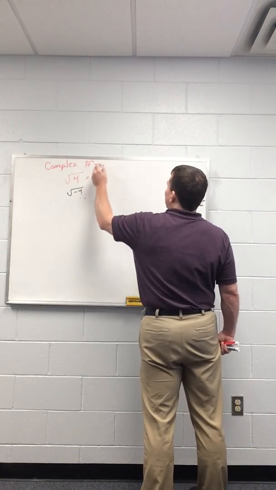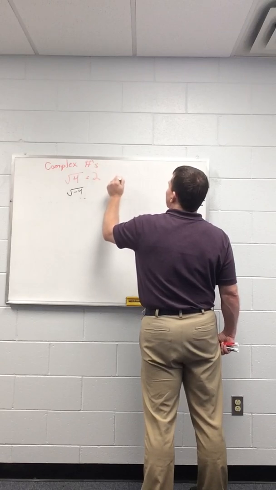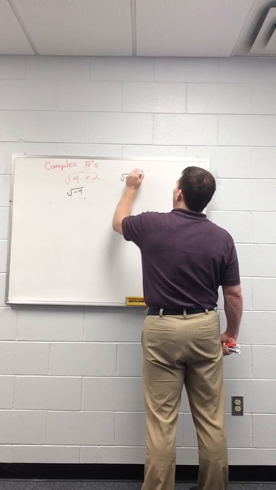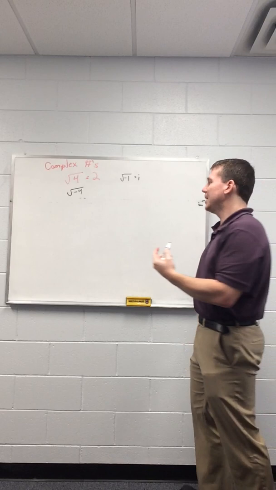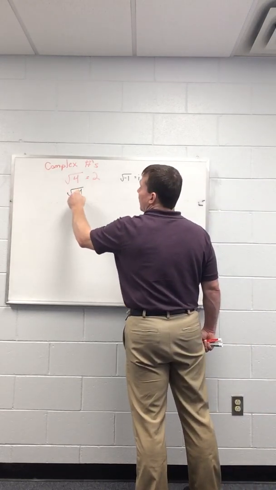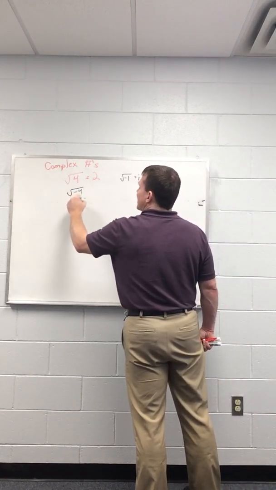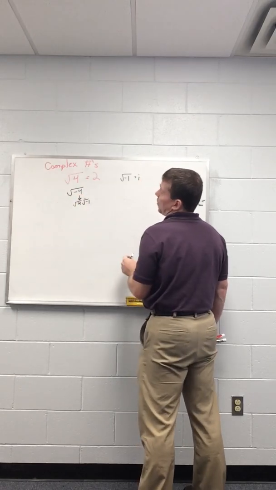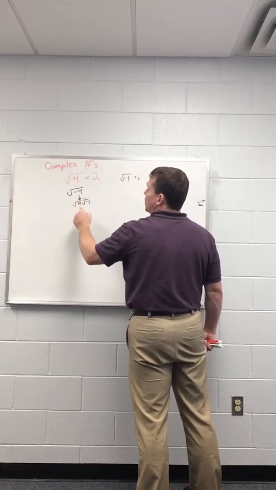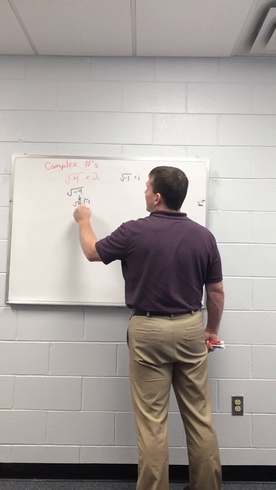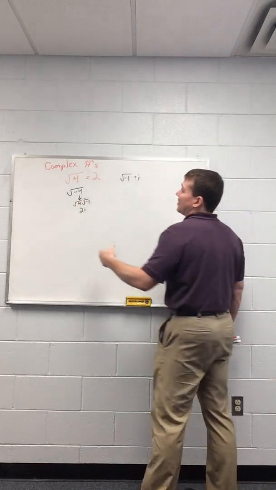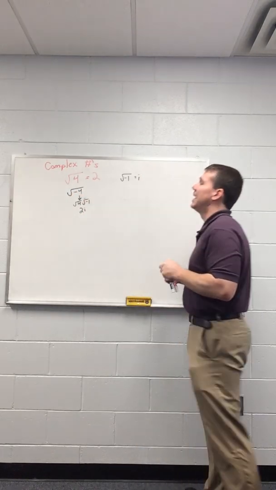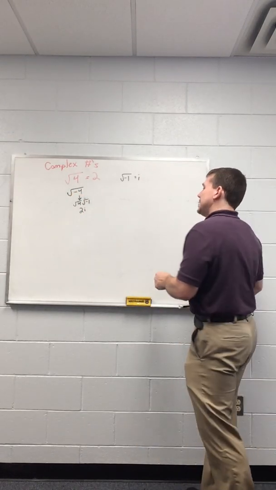We use complex numbers, and essentially complex numbers have the property where the square root of -1 is equal to i. It's an imaginary number, which really just means the square root of -4 I can rewrite as the square root of 4 times the square root of -1. The square root of 4 is 2. The square root of -1 is i. And now I can solve out these negative square roots.